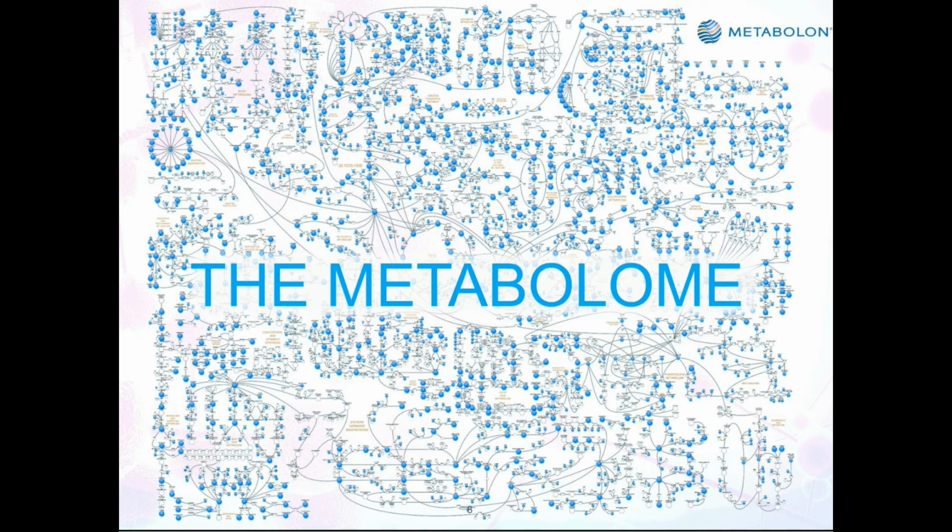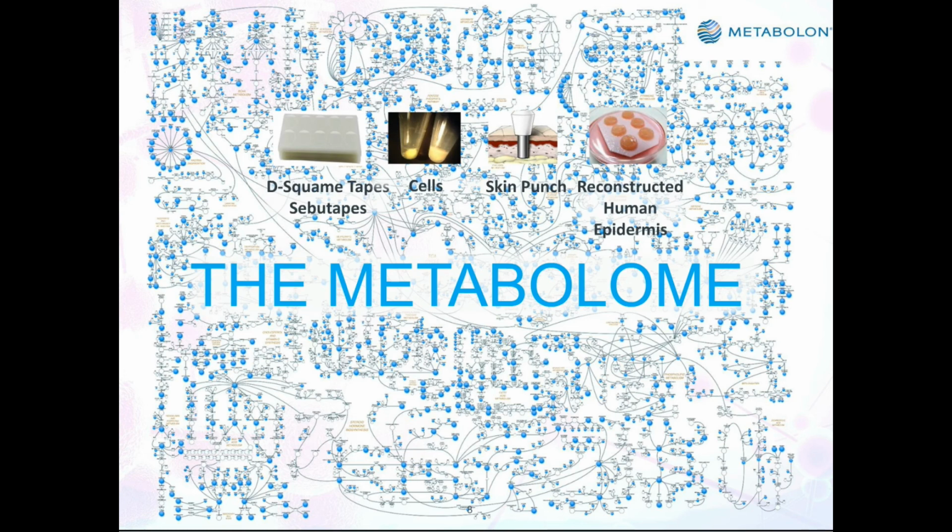What you're looking at here is a wall chart of those small molecules in our system, and each of the blue dots represents a biochemical that we can detect that is found in our library, just to show you our coverage. Essentially, what Metabolon does is that we take the samples from the clients, and when it comes to skin research, we have a lot of experience working with the D-Squame tape that is used to collect stratum corneum. We can work with cells like keratinocytes. We can work with skin biopsies and even 3D cultures such as the reconstructed human epidermis.